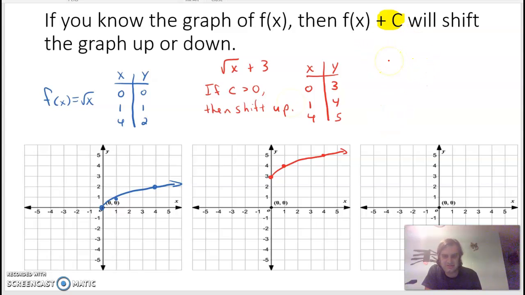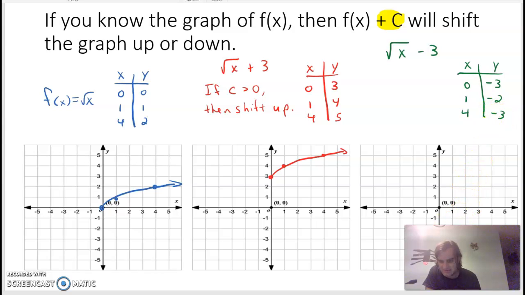Okay. So then lastly, if we take the same thing, square root of x, and we make c negative, we can make another chart. X and y, we'll plug in the same numbers. And in this case, square root of 0 is 0, but I'm subtracting 3, so it moves it over. This is really changing our y values here. So plug in 1, I'll get negative 2. Plug in 4, I'll get negative 3.